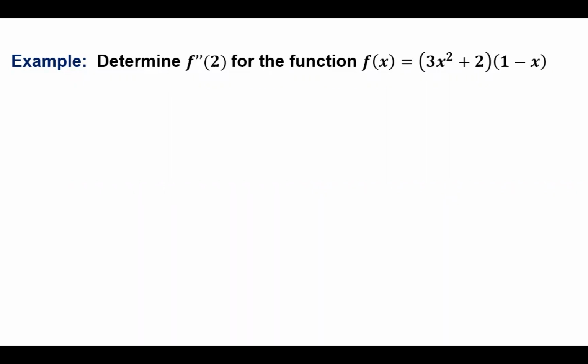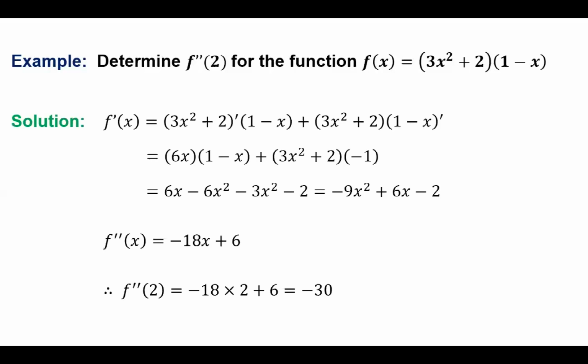All right, let's have a look at the solution. First of all, if you want to find the second derivative, you need to find the first derivative, right? The first derivative of this function, we can apply the product rule, is negative 9x squared plus 6x minus 2. Then the second derivative is just the derivative of the first derivative, which gives us negative 18x plus 6.